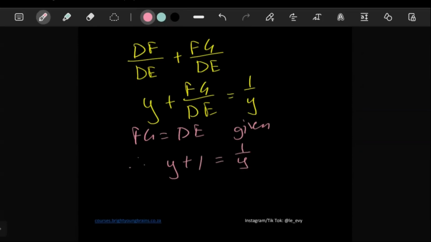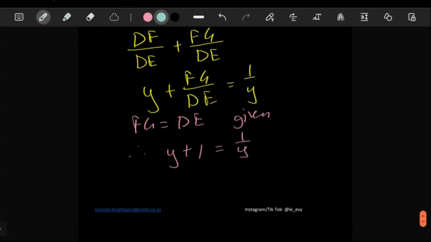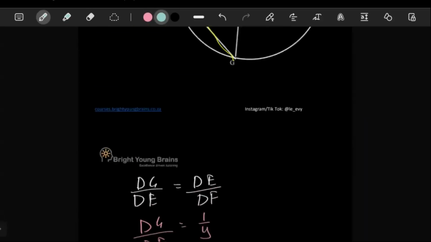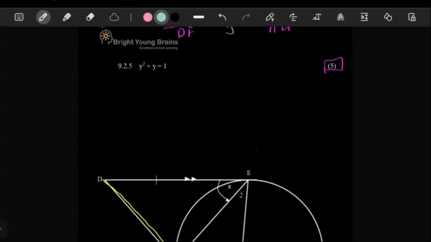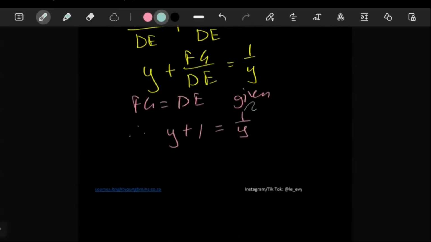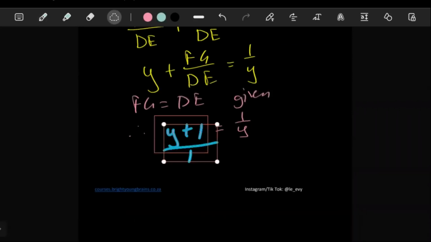Now, because you want to end up with Y squared plus Y equal to 1, you can just take the ones with Y to one side. This is going to be Y minus 1 over Y equal to negative 1. Since we have a fraction on one side, let's have a fraction on both sides. Here, you can just cross multiply.